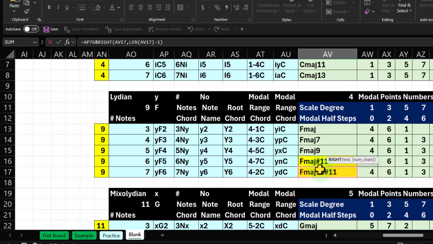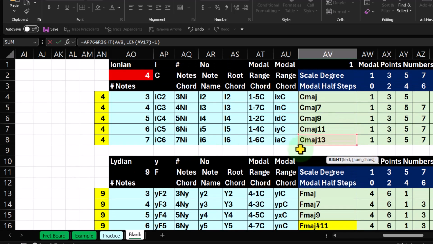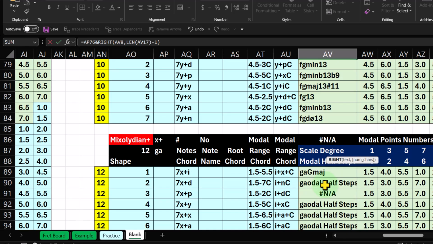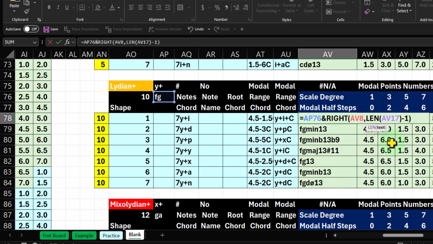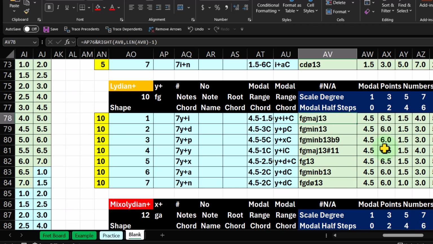This should be up on the Ionian shape, the last one on the Ionian. And then I'm going to scroll back down, and this one also needs to be the same. So it's going to be AV8. So then that would be, oh no, I did the wrong one. Undo.